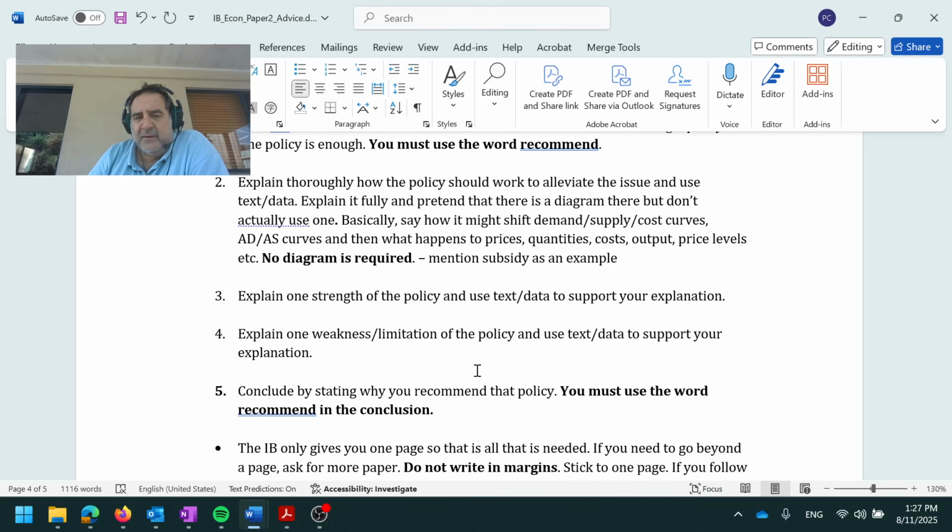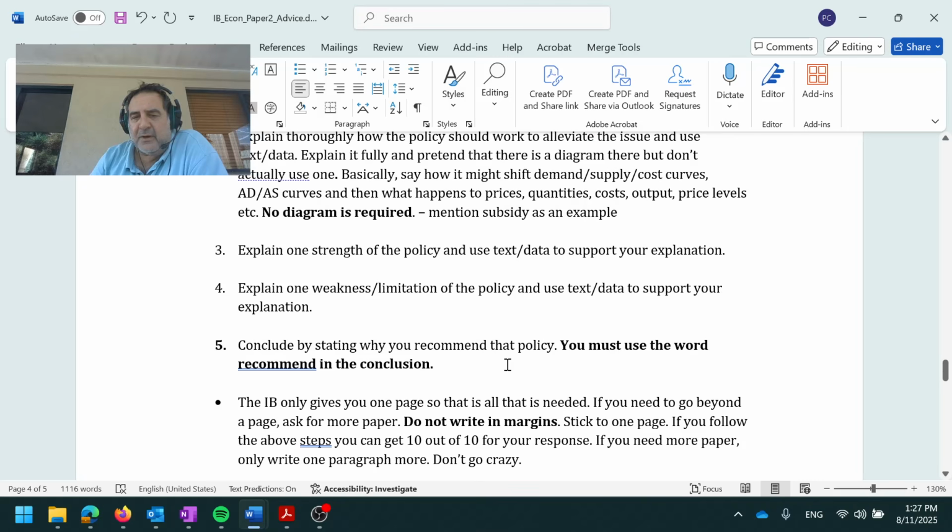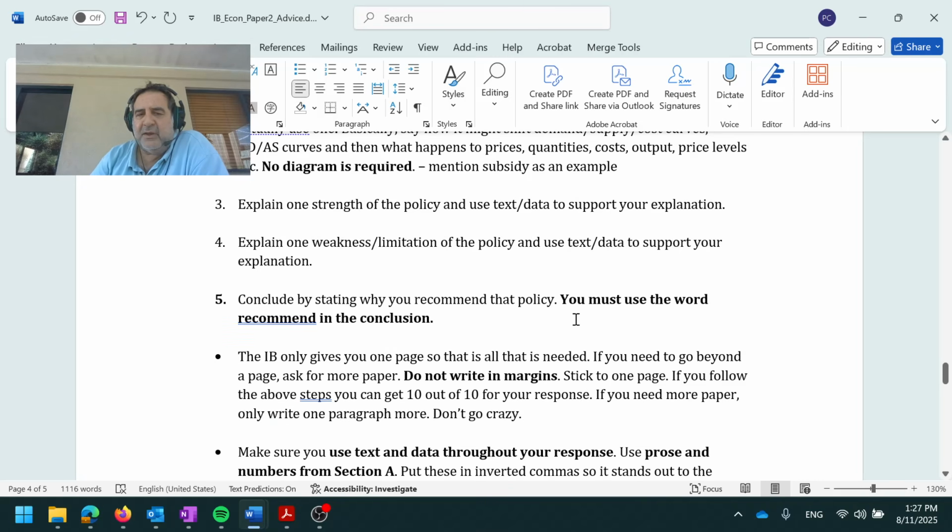And then finally, finish off the response, basically conclude why you recommend the policy. And again, it's essential that you use the word recommend in your conclusion too. So your response should be bookended at the start and at the finish with the word recommend. And that would be fantastic if you do that.